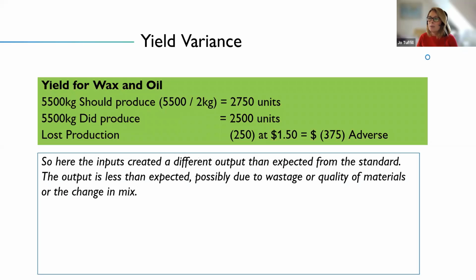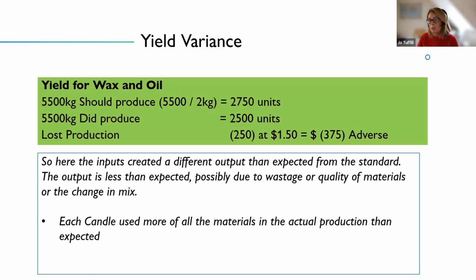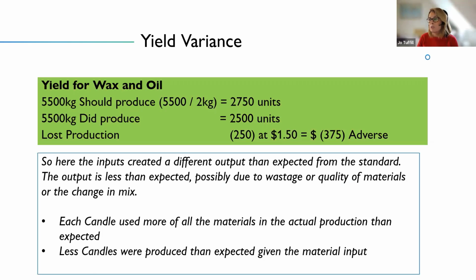So here, the inputs created a different output than expected from standard. The output is less than expected, possibly due to wastage or quality of materials, or even the change in mix. All right, so the whole point is this is all about the outputs. Each candle used more of all the materials in the actual production than expected, or fewer candles were produced than expected given the material input. Both are equally good explanations for that yield variance. Does everybody now see the difference between the mix and yield variance?